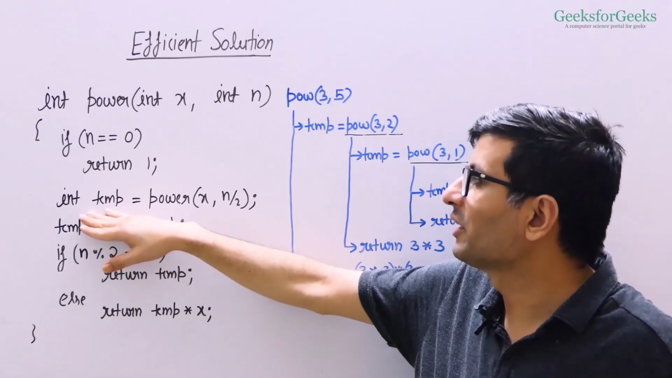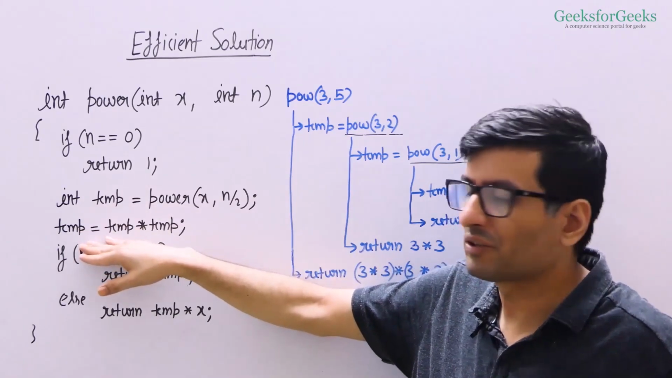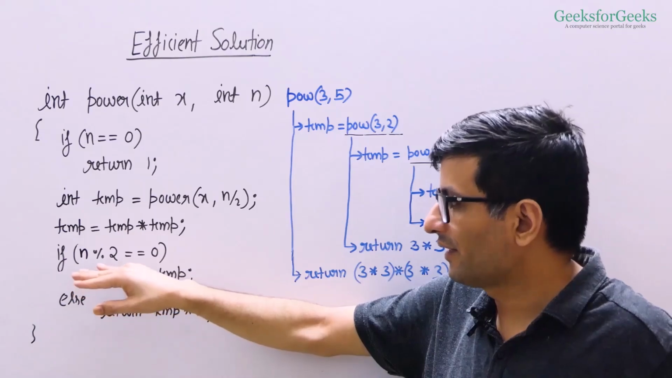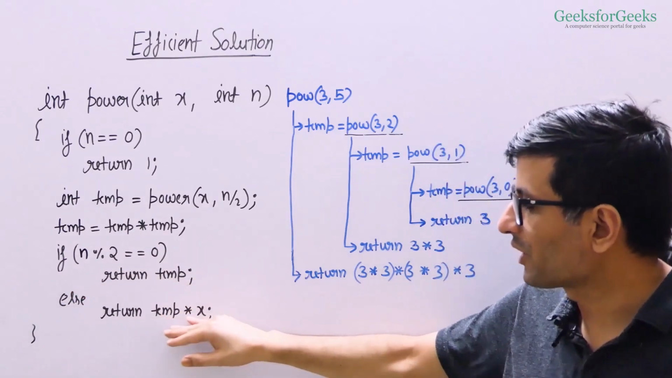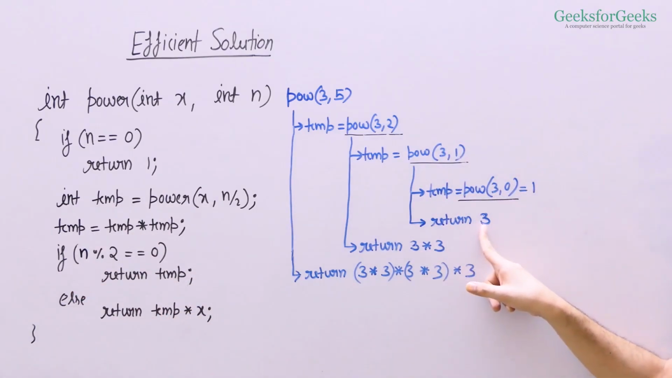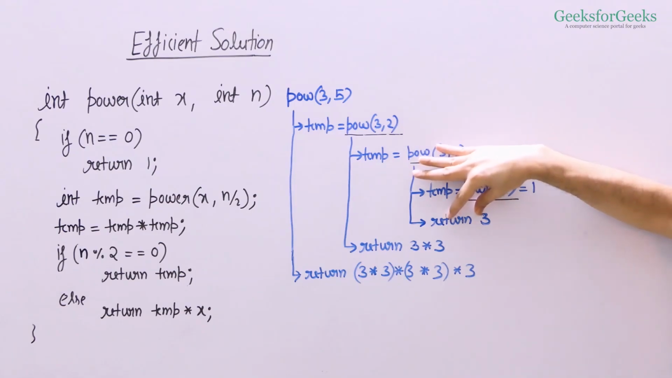So what is it going to do? It's going to do 1 into 1. So it's going to get 1. And now n is odd, so it's going to return 1 into 3, which is 3. So it's going to return 3. This call is going to return 3, right?